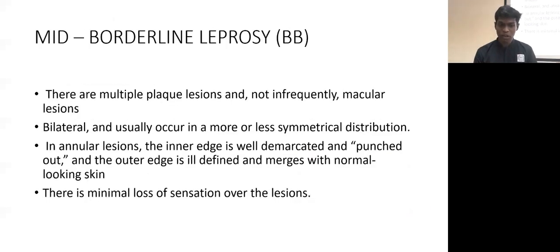The last type is borderline leprosy. In this, there are multiple plaque lesions and not infrequently macular lesions, bilateral, and usually in a more or less symmetrical distribution. In annular lesions, the inner edge will be well demarcated and punched out. The outer edge is ill-defined and merges with normal-looking skin. There is minimal loss of sensation over the lesions.